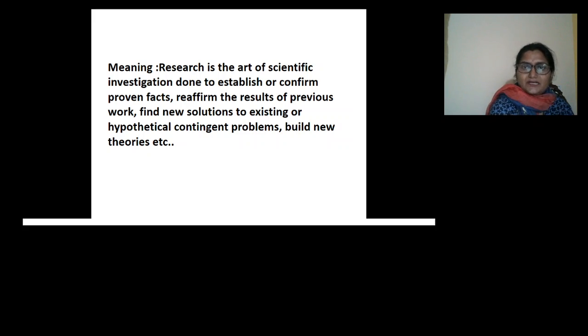Research is the art of scientific investigation done to establish or confirm proven facts, reaffirm the results of previous work, and find new solutions to existing or hypothetical or contingent problems. It is to build new theories. Research basically means to search, to look for facts. So, research is a scientific investigative inquiry into facts.